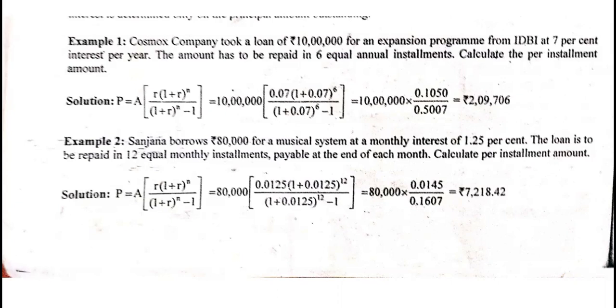When you pay for 12 months, the total amount will be paid. That is the total installment. So including interest and principal, 7,218 rupees is the total installment. Equal installments need to be paid for 12 months to get a musical instrument of rupees 80,000.